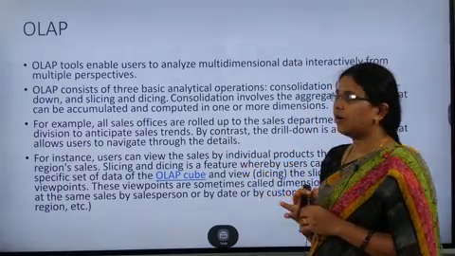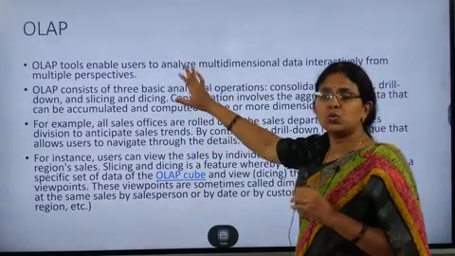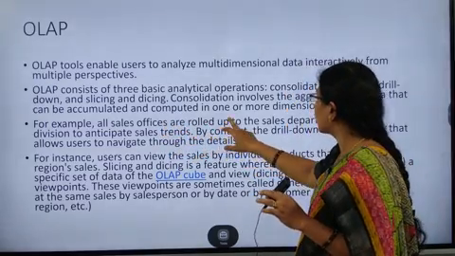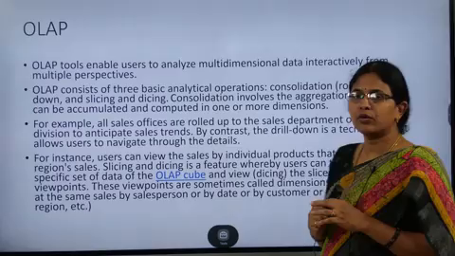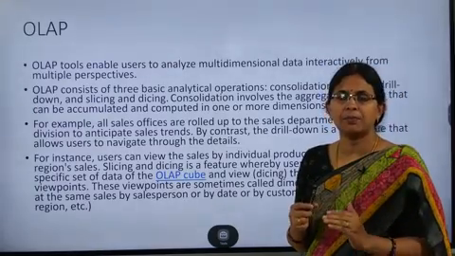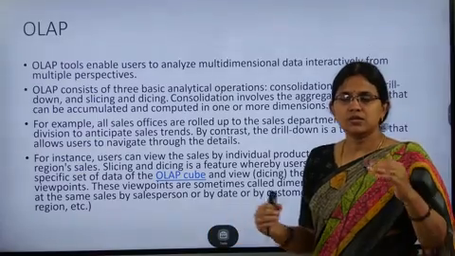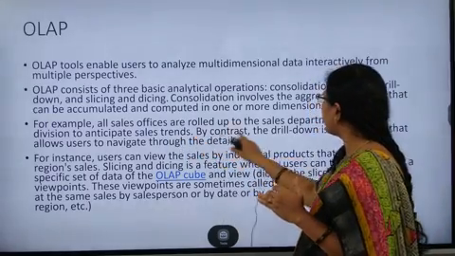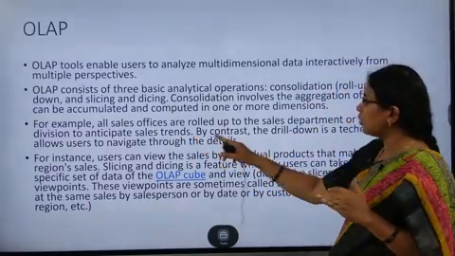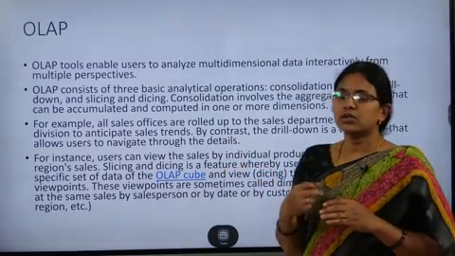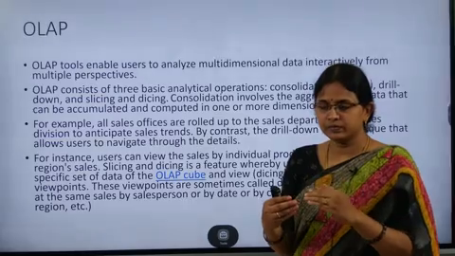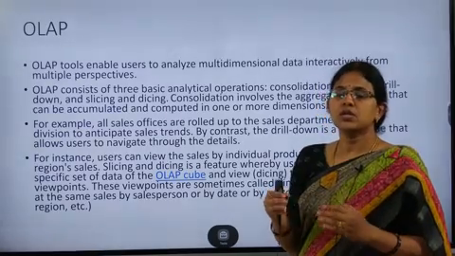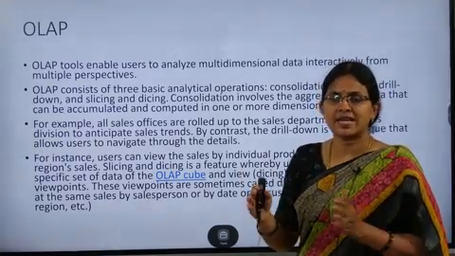Okay, so here we have taken an example in order to elaborate the OLAP process. Look here, all sales offices are rolled up to the sales department. If you take a sales department, under that department different sales offices will be there. So that is a roll up process, and our sales division can anticipate the sales rate. By contrast, drill down is a technique that allows users to navigate through the details. If you want to see the details of each and every sales office, you can use the drill down approach. If you want to divide, you can go for slicing and dicing.